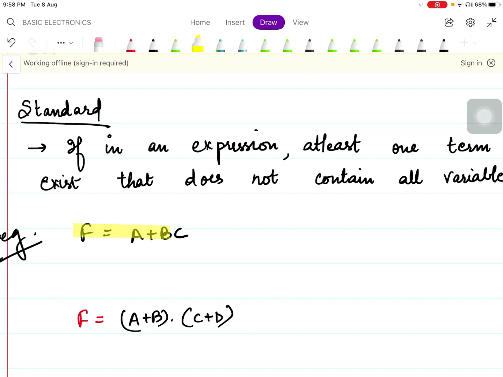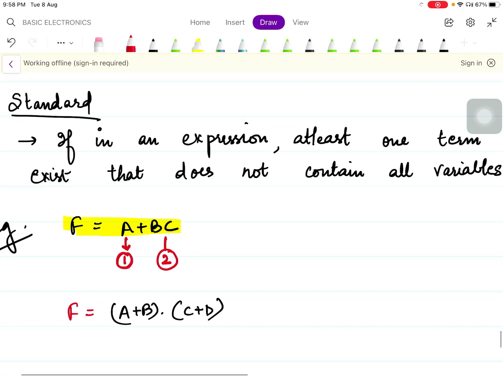We have f is equal to a plus bc. So it is sum of product form, and there are two terms in this particular expression. This is term 1, this is term 2. As you can see, there are total three variables in this expression. And in the first term, B and C variables are missing. That means in the first term, all the three variables are not present. The same is the case in the second term. That means all three variables are not present in the second term either.